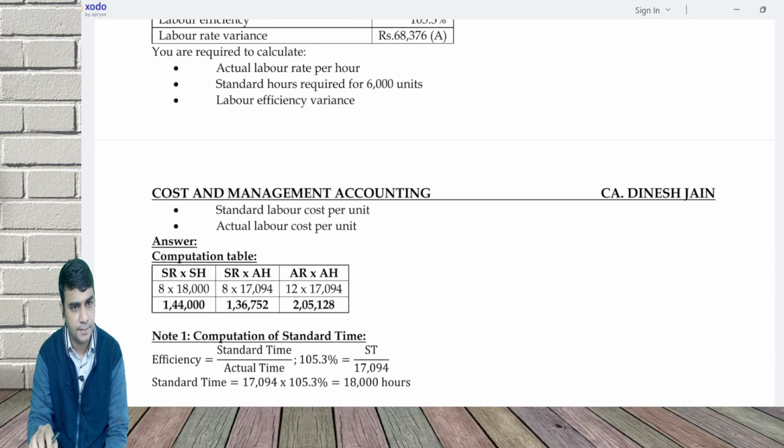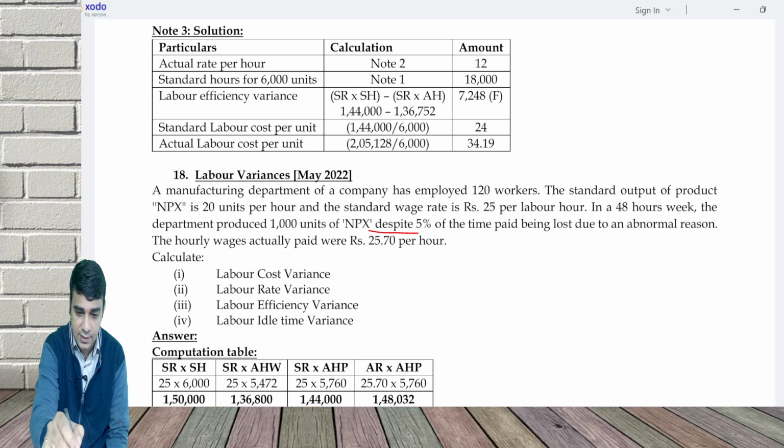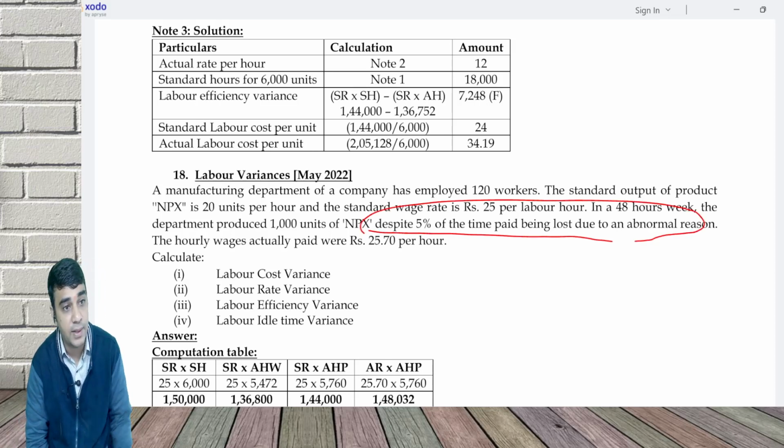17 we did. 18, I think it is similar to one another question we did. The first question we did, where we had this 5% of the time paid being lost due to abnormal. There was a rework which you did. It is similar to that question. That rework is what this question is all about.